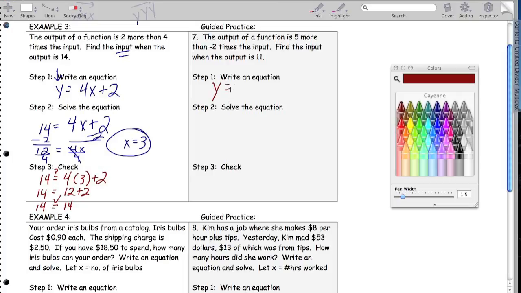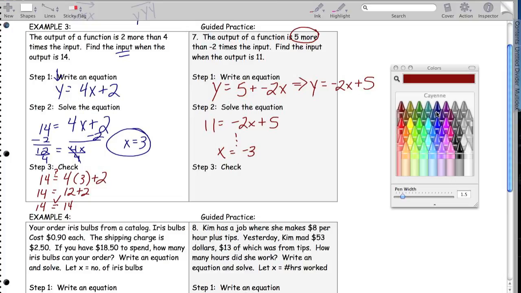Okay, here's the answer. If you paused it, you can check it out now. You should have had time to work on it. 5 plus negative 2x, but I'm going to rewrite it because it says it's 5 more than. So my equation should end up being y is equal to negative 2x plus 5. When I solved the equation, my output was 11, so 11 equaled negative 2x plus 5. I worked it out, and I found that x is equal to negative 3.